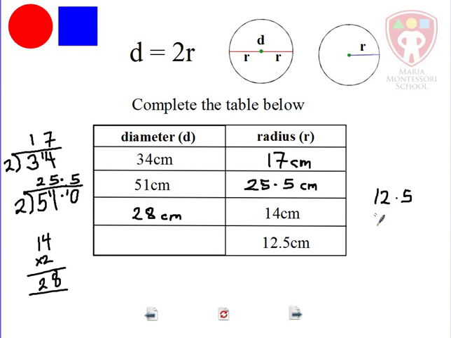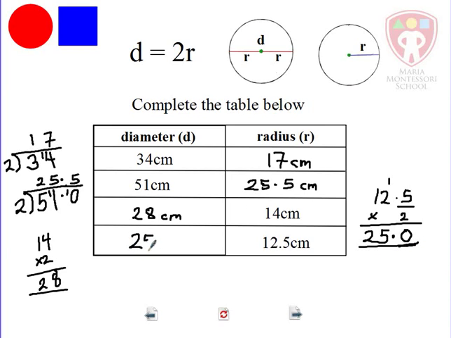12.5 times 2. 5 times 2 is 10. Carry the 1. 2 times 2 is 4, plus the 1, 5. 1 times 2 is 2. How many numbers after the decimal point? Just the 1 up here. So our point must go here so that we only have 1 number after the decimal point in the answer. So here we have our answer, 25.0.